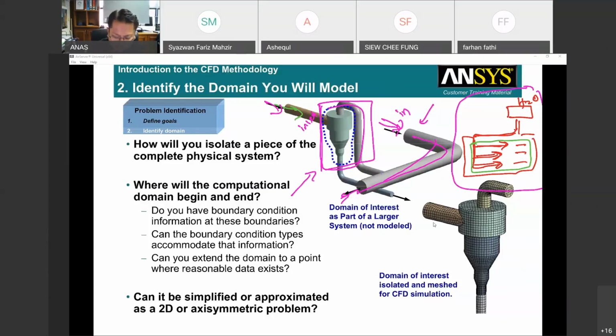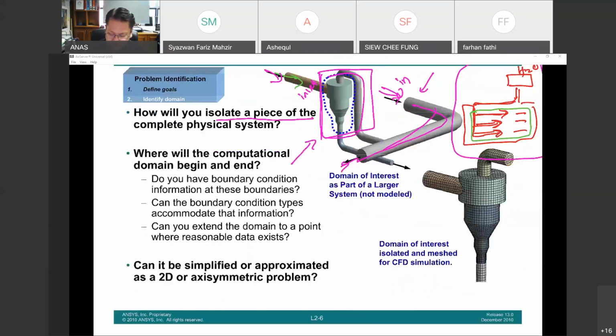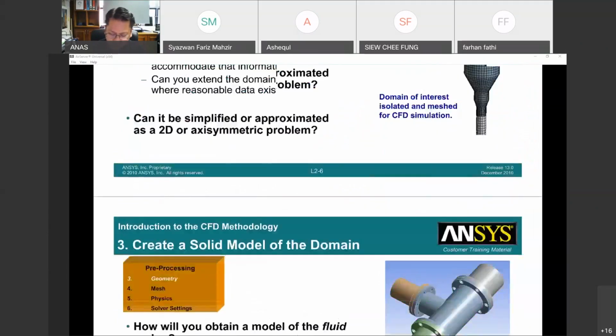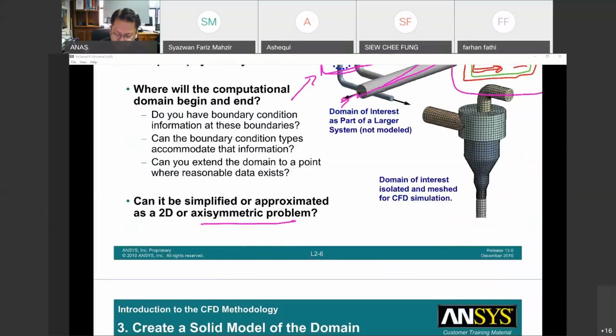Okay. So how will you isolate a piece of the system? Okay, so that's the point. Where will the computational domain begin and end? Okay, so that's the key there. Okay. All right. Okay, so the last one here.